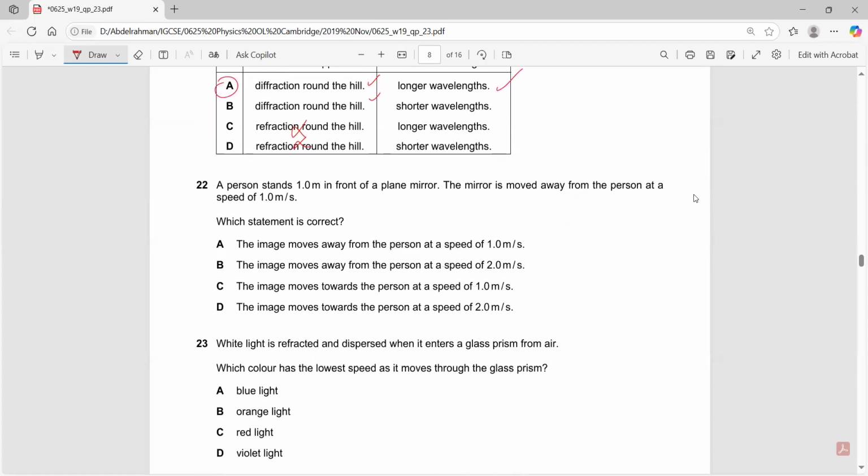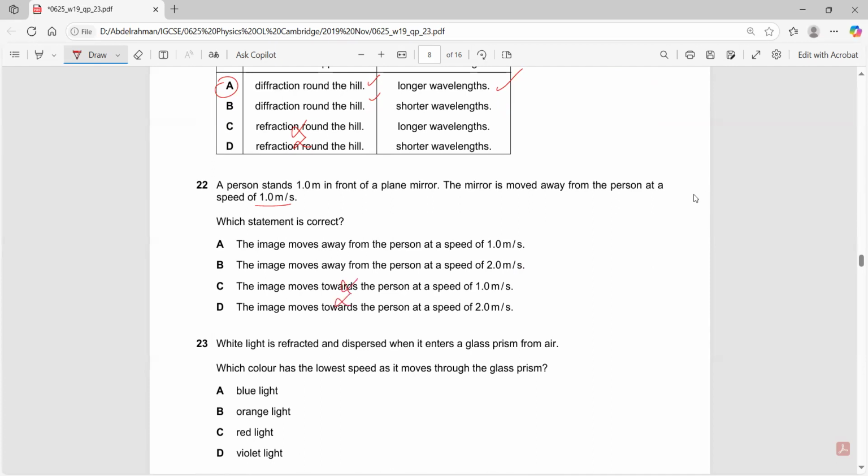A person stands 1 meter in front of a plane mirror. The mirror is moved away from the person at a speed of 1 meter per second. Which statement is correct? As the mirror is moving away from the person, the image is moving. Is it moving towards the person? When the mirror is moving away, then the image would also move away. So C and D are wrong.